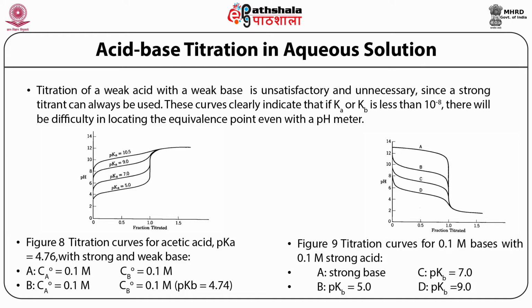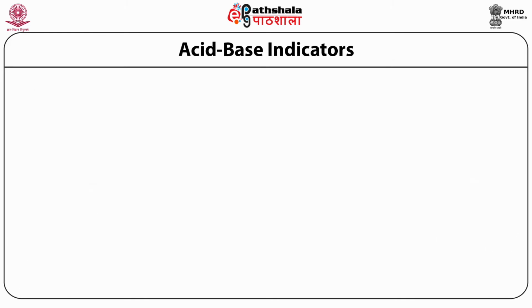can always be used. These curves clearly indicate that if Ka or Kb is less than 10 raised to the power minus 8, there will be difficulty in locating the equivalence point even with a pH meter. Such weak acids and bases are best titrated in non-aqueous solvents. Another very important requirement for acid-base titrations is indicators.